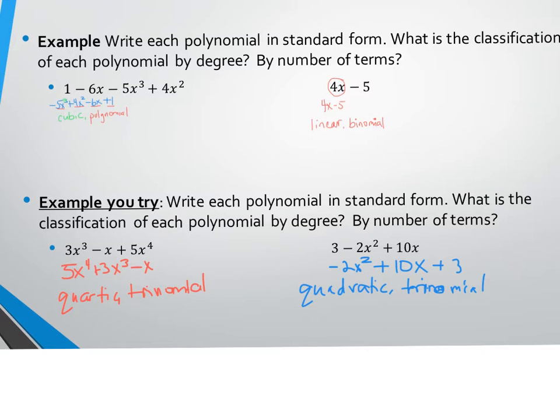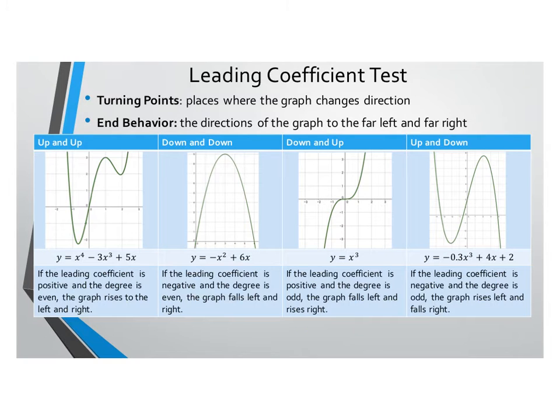Hopefully you found the first example you try to be in standard form, 5x to the 4th plus 3x cubed minus x, and it is a quartic trinomial. And the one on the right, the standard form is negative 2x squared plus 10x plus 3, and that is a quadratic trinomial. So now we're looking at turning points and behavior.